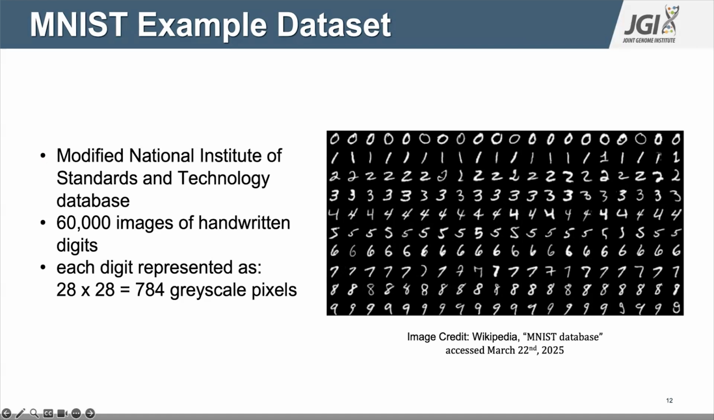Each image of a digit is 28 pixels high by 28 pixels wide, and each pixel stores a number representing the grayscale value at that pixel. So the input data matrix has 60,000 rows for the digits and 784 dimensions or columns for the pixels.